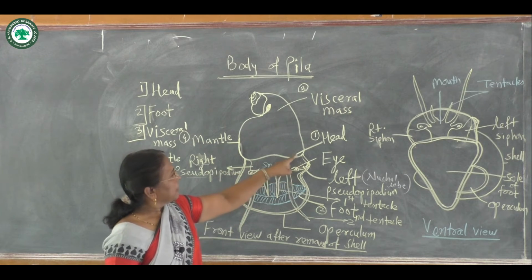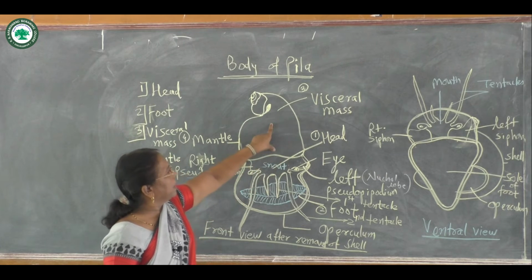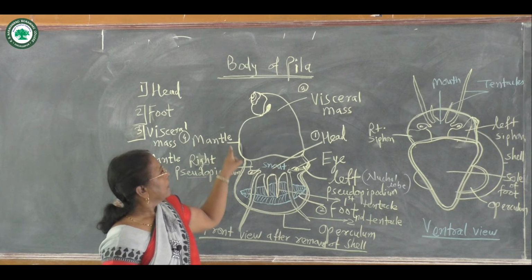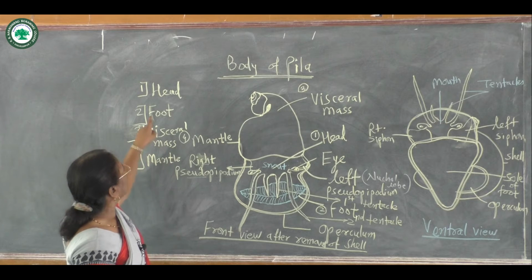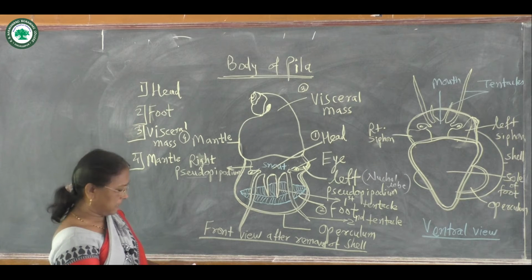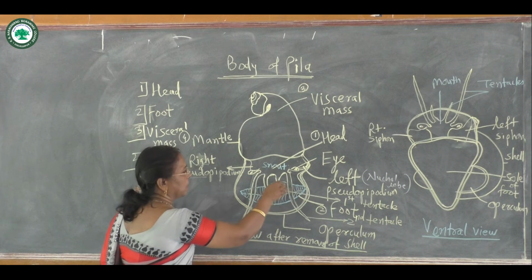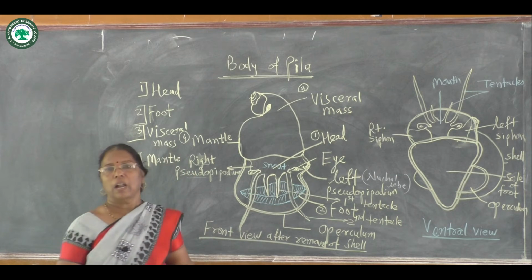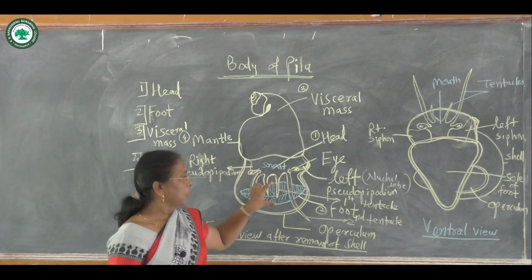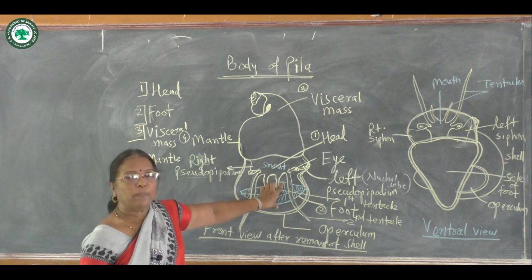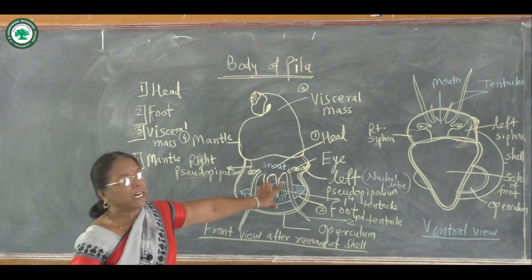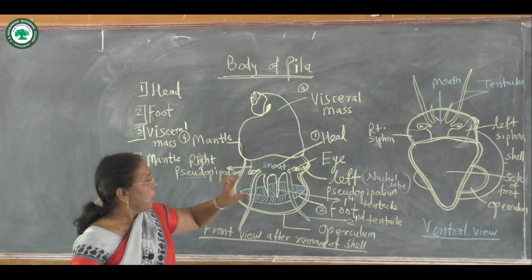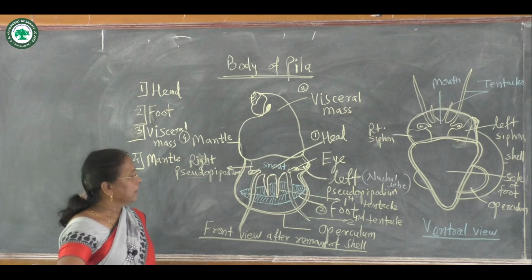Behind this, the soft body part of the animal is enclosed within the body whorl and other whorls. They are called the visceral mass. Behind the head, the second part is the foot. The foot is a muscular, contractile, thick-walled part of the body. The foot is helpful not only for locomotion but also for attachment to the substratum, the land.